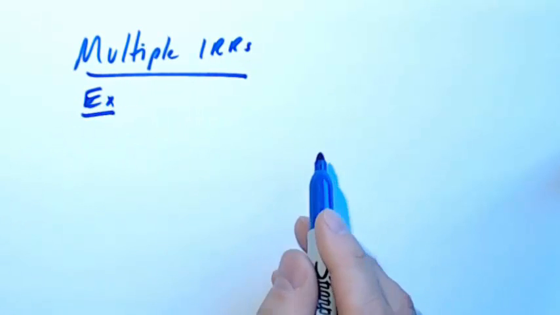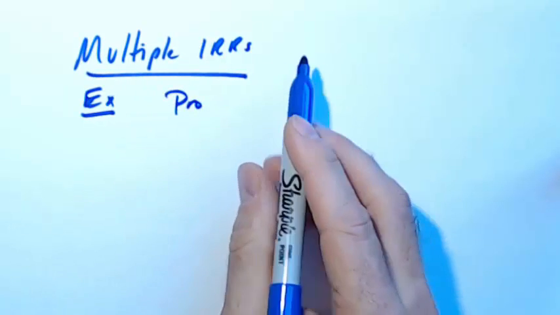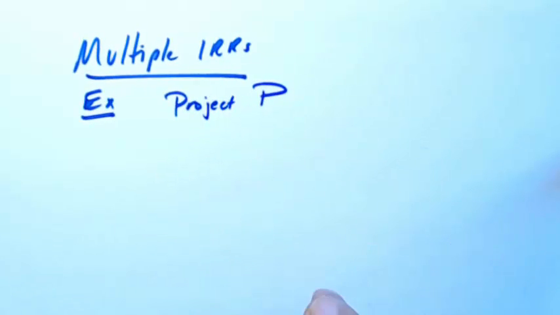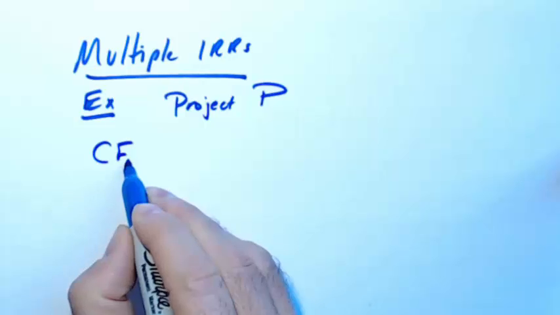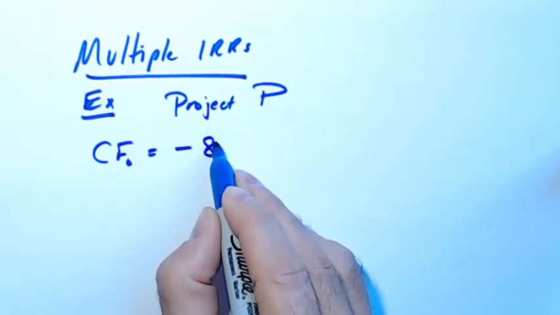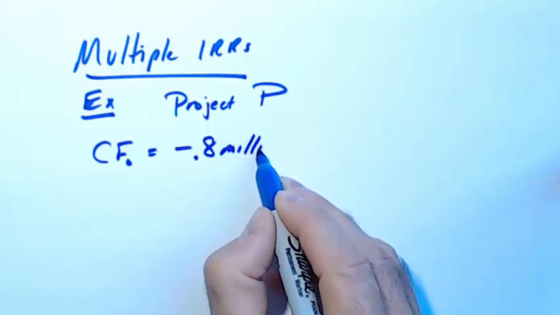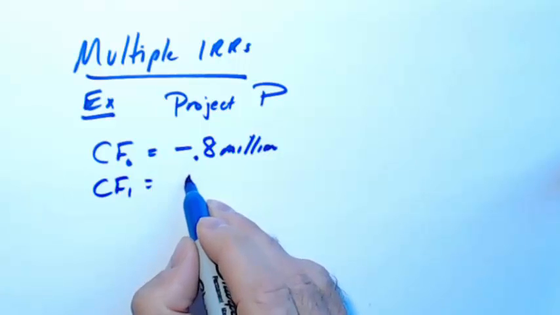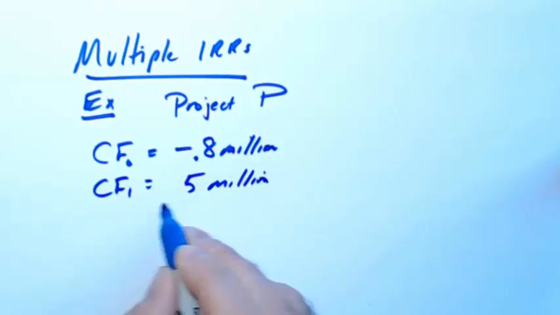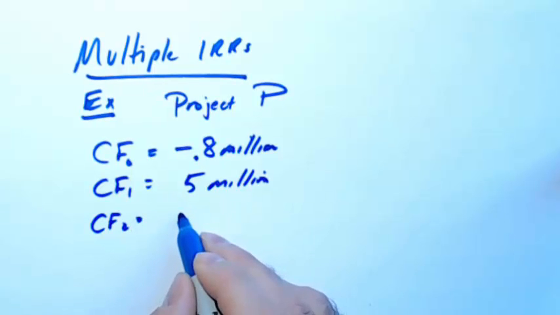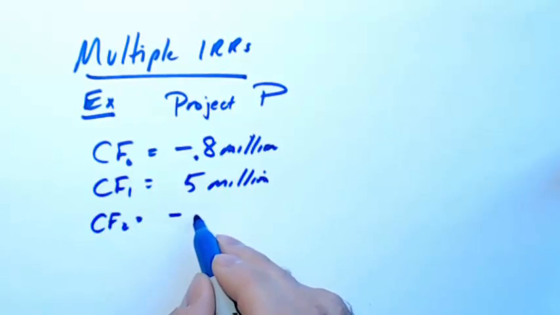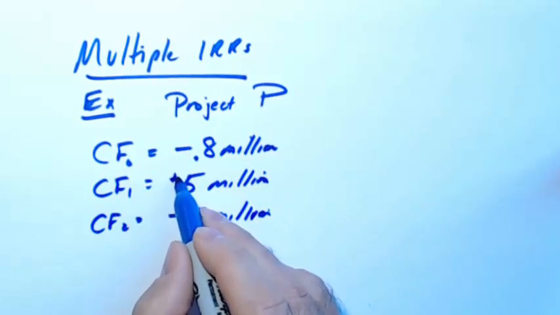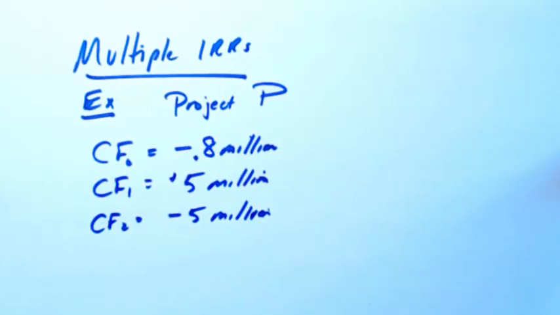So here's the example. We have a new project, not L and S. We're going to use project P in this case. Okay, new project. Cash flows: minus 800,000, then cash flow 1 is 5 million, and cash flow 2 is negative 5 million. Okay, so let's make sure we got the signs right here. It's negative, positive, negative. Ooh, non-normal cash flows.